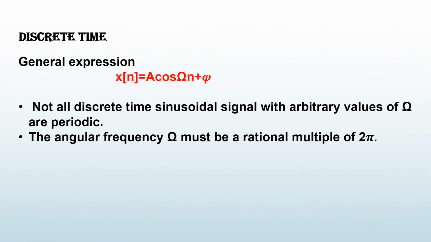Now in discrete time, the discrete time sinusoidal signal is expressed as x of n is equal to A cos(omega n plus phi), where A is again the amplitude of the signal, omega represents the angular frequency, and phi is the phase angle. Not all discrete time sinusoidal signals with arbitrary values of omega are periodic, and also the angular frequency omega must be a rational multiple of 2 pi for a discrete time sinusoidal signal.